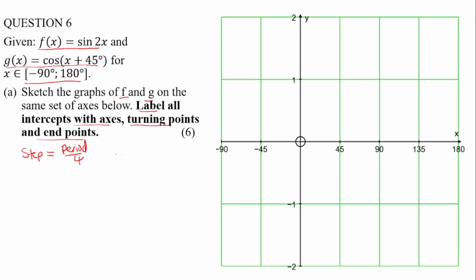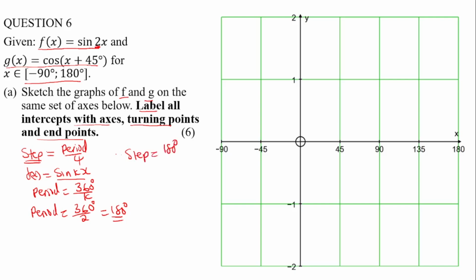Okay, remember that. So now for this function f(x), it's in the form sin kx. Remember the period for such a function is what? Period is equal to 360 degrees divided by k. In this case our k is 2. So the period is equal to 360 degrees divided by 2, which is 180 degrees. And now, how do we find the step? Step is equal to 180 degrees, which is the period, divided by 4, and then we get 45 degrees. So the step that we're going to use for this f(x) is 45 degrees.